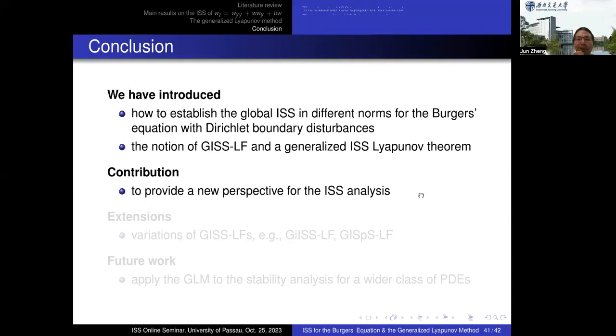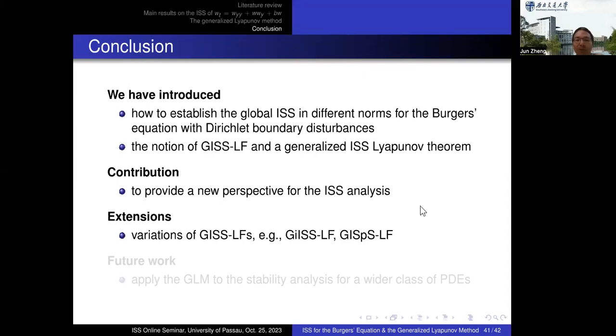I would like to mention that the so-called generalized Lyapunov functionals can also be extended to other variations. For example, we can define the generalized integral input-to-state stability Lyapunov functional and the generalized input-to-state practical stability Lyapunov functionals. These concepts can be defined in a similar way.